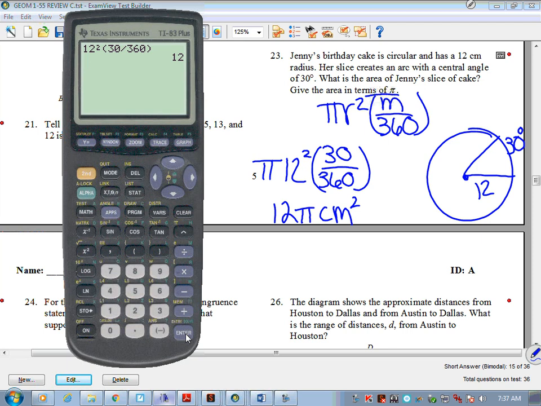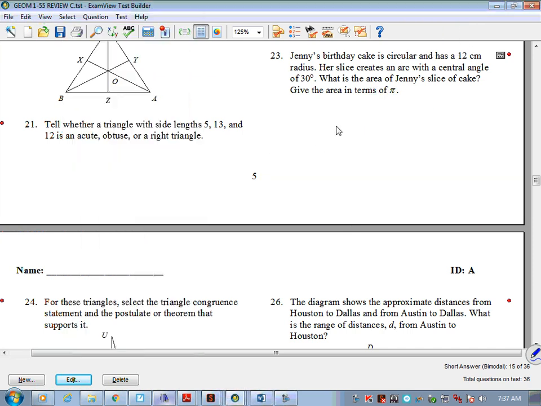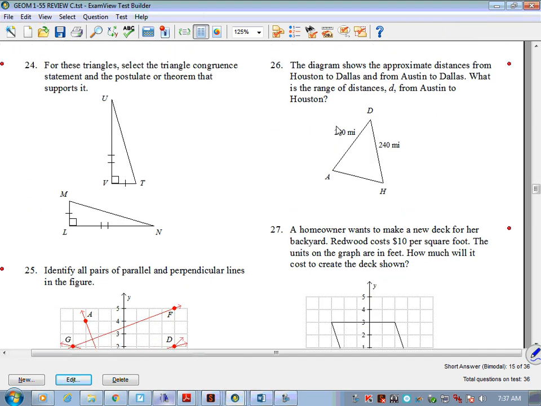Anytime they ask for an exact answer, they're going to want it in terms of pi, because 3.14, 22 over 7, any of those types of things are approximations. They're estimates. So if we want to solve for something exactly where pi is involved, we leave it in terms of pi. The same way, anytime a radical is involved, if we want an exact answer, we leave it with the radical in there.